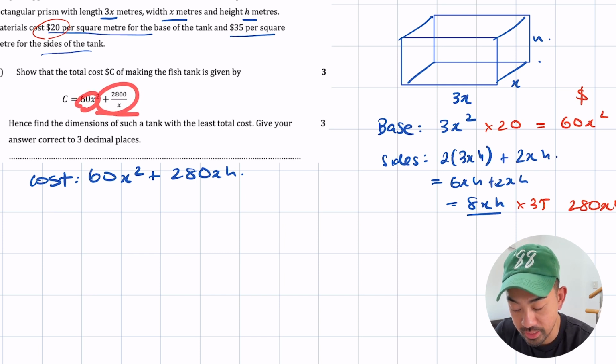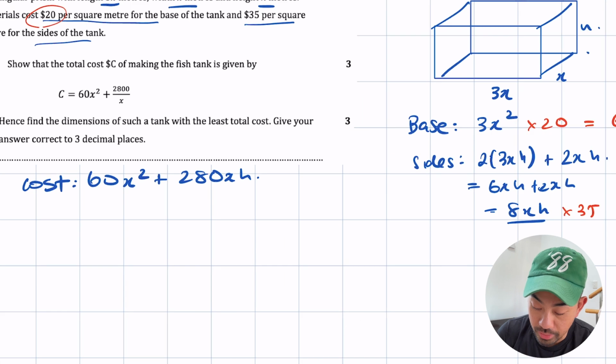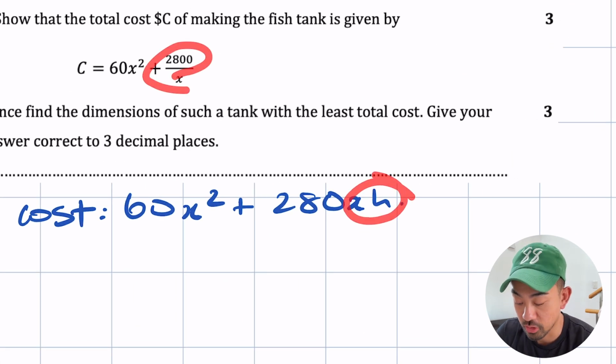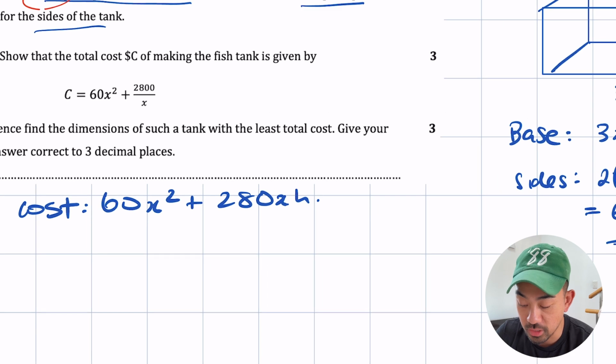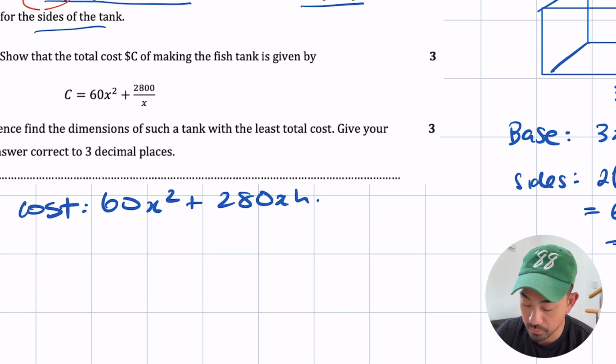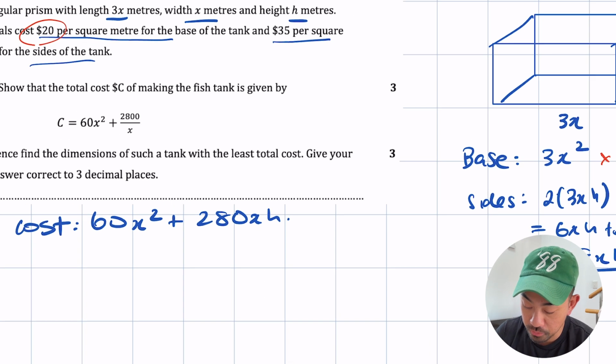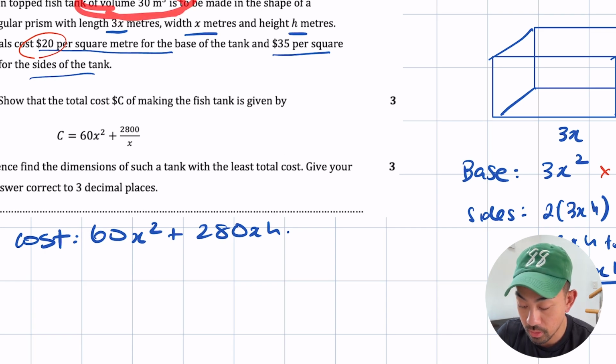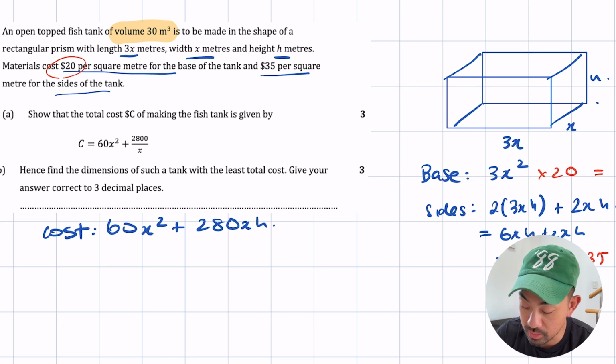Now, we got this far, but that's not what they want. So we got the first part, 60x squared, but here they've got 2800 over x. So what do you do? Now I noticed looking at this formula here, there's no h, and we have an h. So it tells me we need to get h as a subject somewhere and then sub it out. Okay, so how do we get h as a subject somewhere? Well, I haven't really made use of this, right? The volume. The volume is 30 cubic meters.